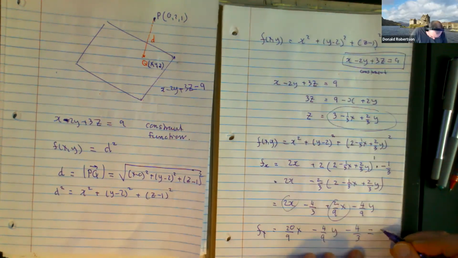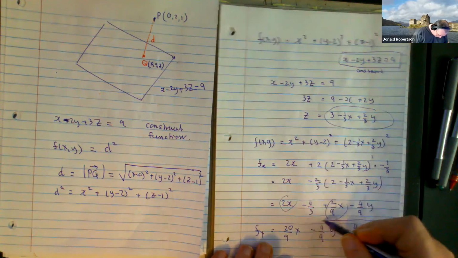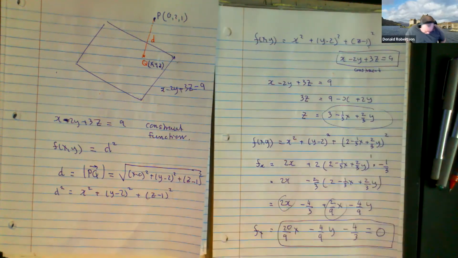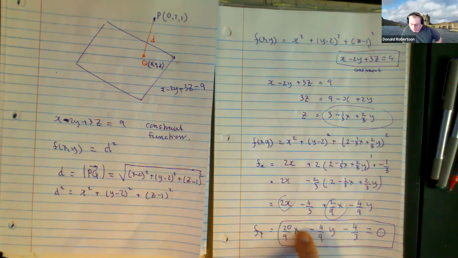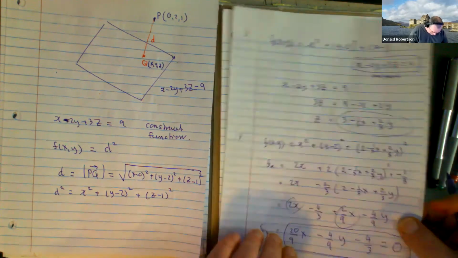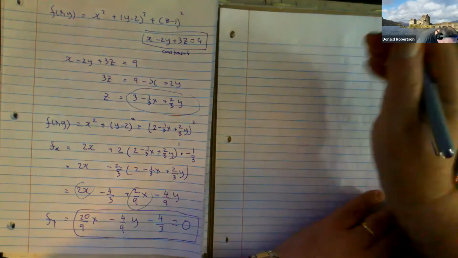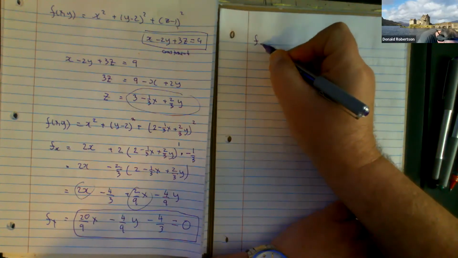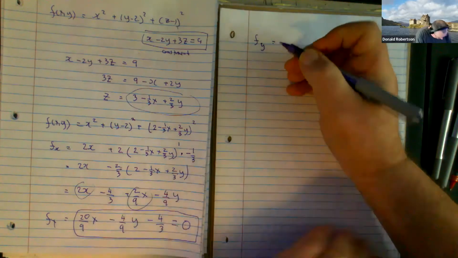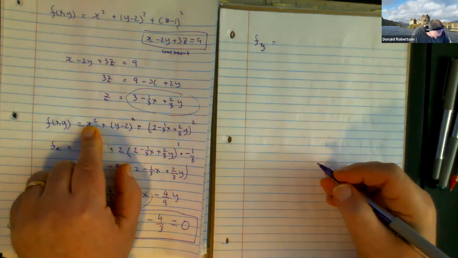And that has to equal 0, doesn't it? So there's my first equation. I need to find out a value of x and y where this is equal to 0. And now I'm going to do essentially the same thing again, partial derivative, but with respect to y. So that'll get me nothing.